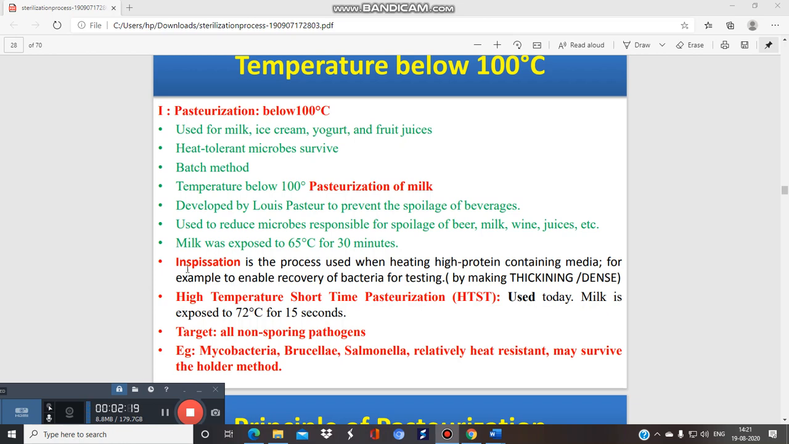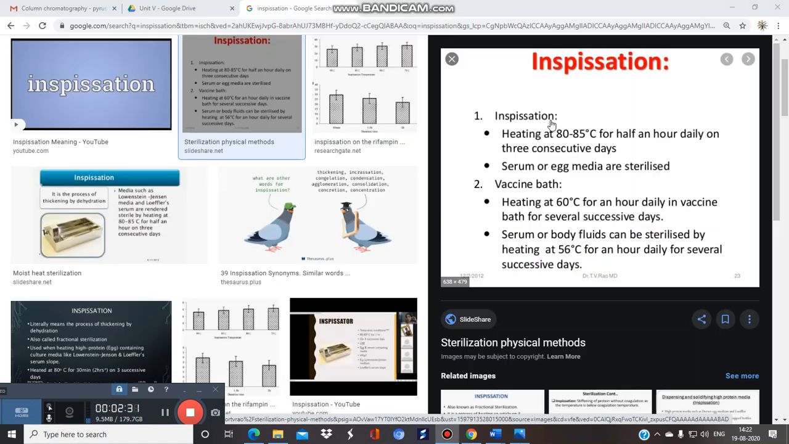There is a term known as inspissation. So this is important. It is the process used when heating high protein containing media. In inspissation, what is the heat range? The temperature range is 80 to 85 degrees Celsius for half an hour for 3 consecutive days.